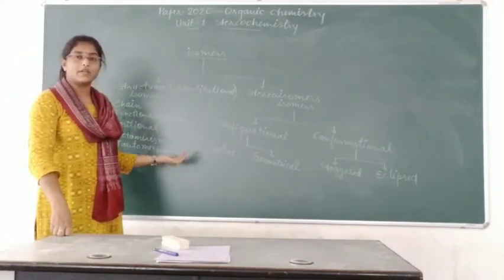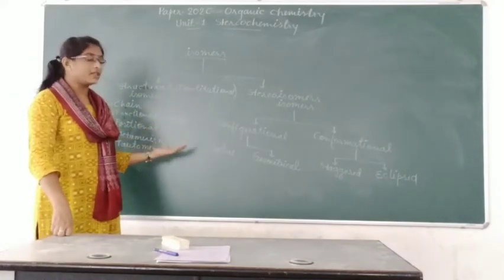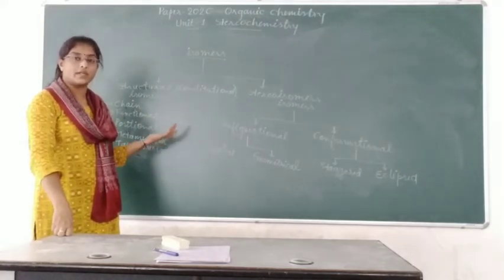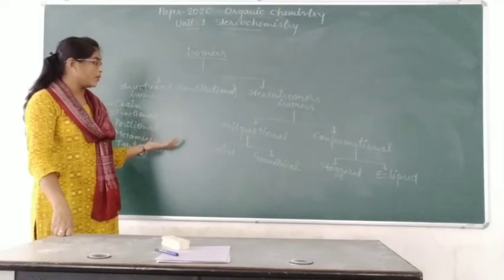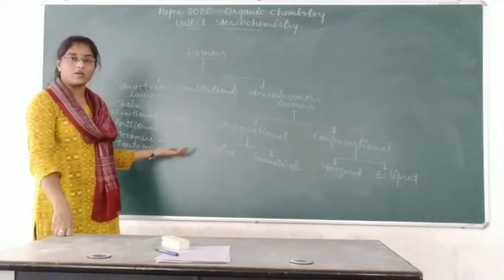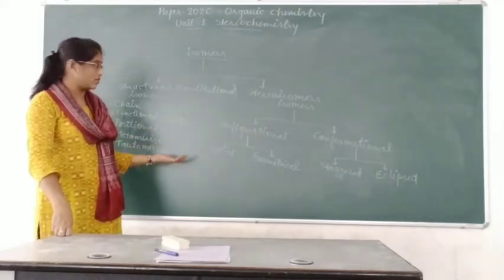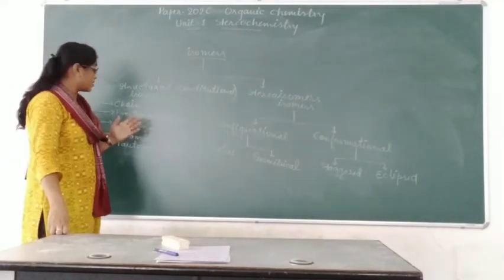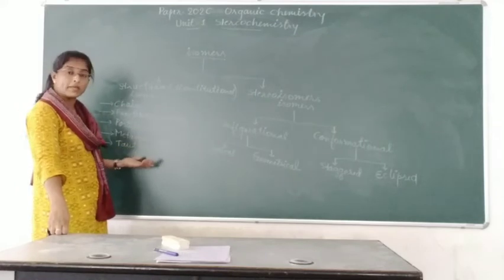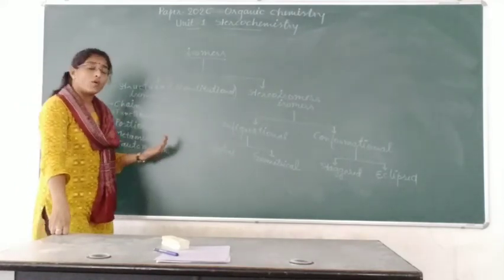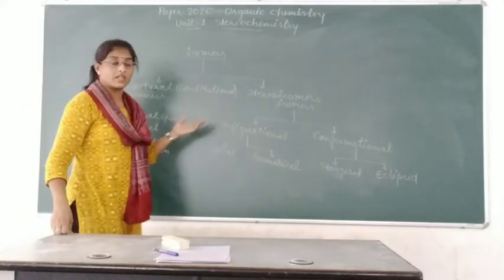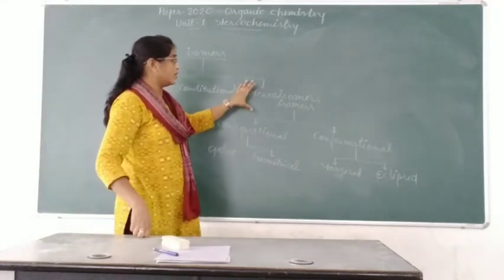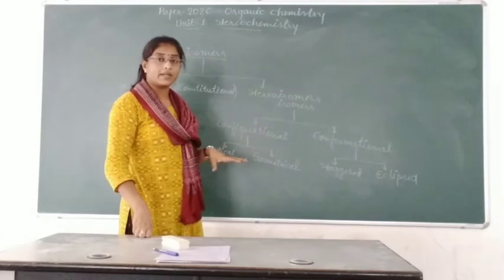You have already studied all this in earlier semesters, in undergraduate. You have an idea about optical isomers, geometrical isomerism, and also chain isomerism, functional group isomerism, positional isomerism, metamerism, topomerism. All these things you have studied. This is just an overview, but still today we will concentrate on the stereoisomers, right?